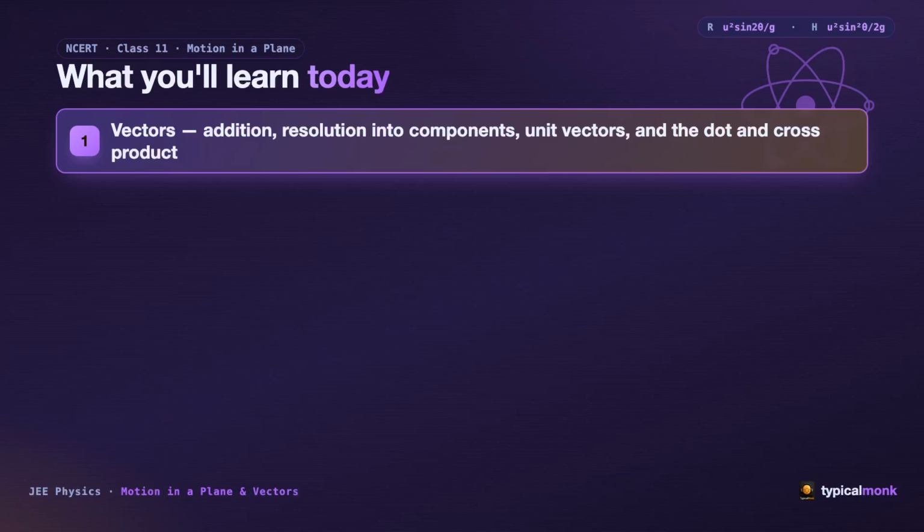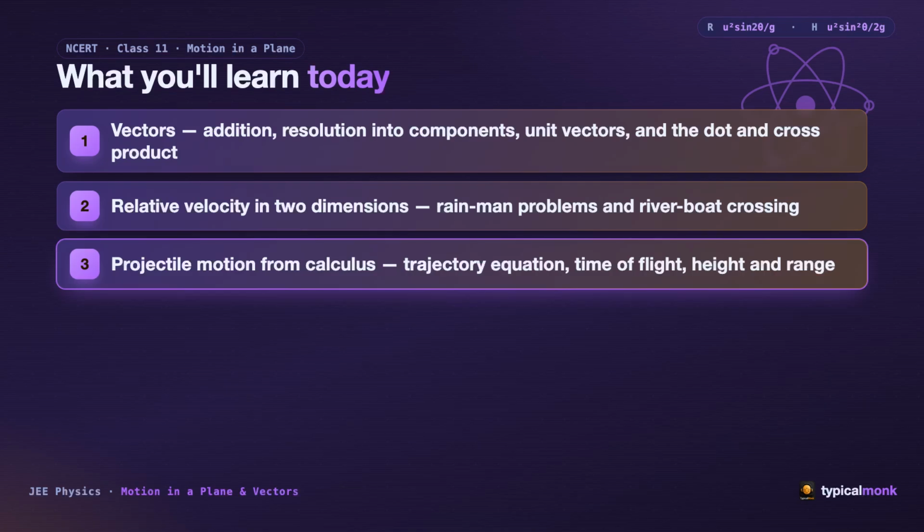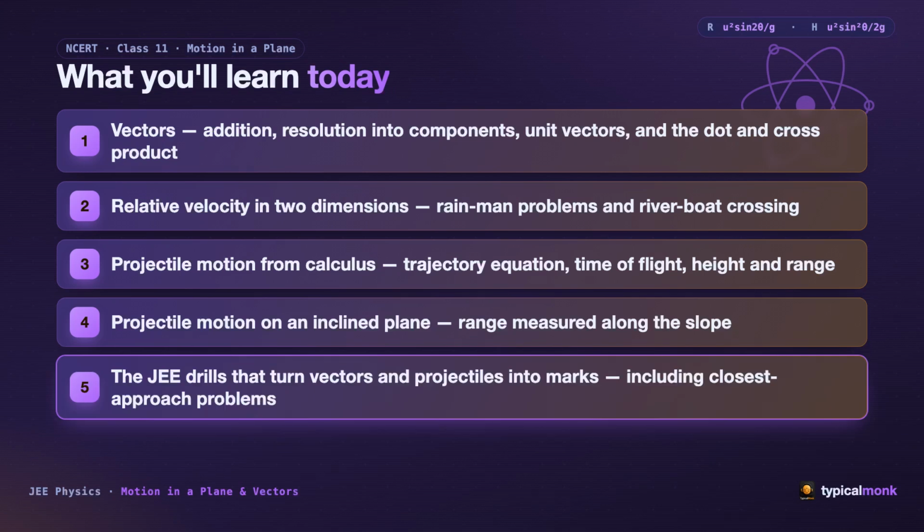So what will you carry home from today's class? First, vectors, how to add them, resolve them into components, build a unit vector, and use the dot and the cross product. Second, relative velocity in 2 dimensions, the classic rainman and riverboat problems. Third, projectile motion built from calculus, the trajectory equation, time of flight, maximum height, and range. Fourth, projectile motion on an inclined plane, where the range is measured along the slope itself. And fifth, the JEE drills, including closest approach problems that turn all of this into marks. Ready? One idea at a time.